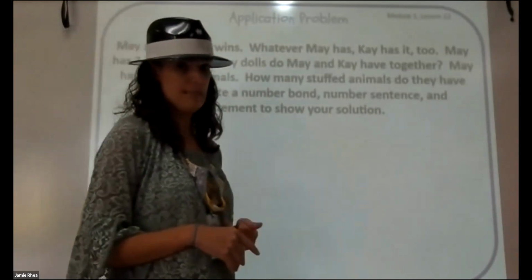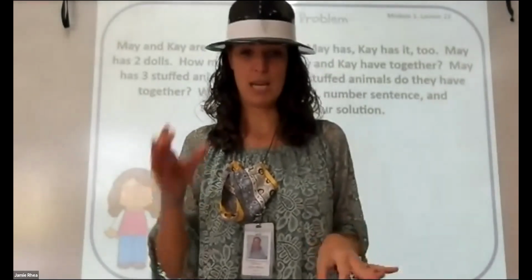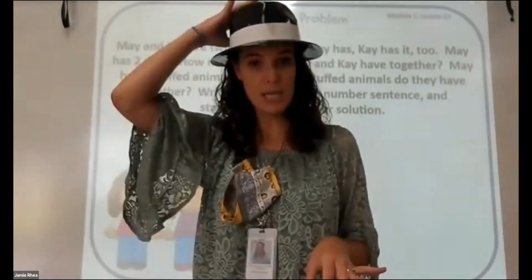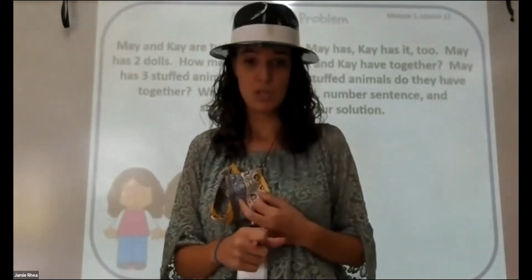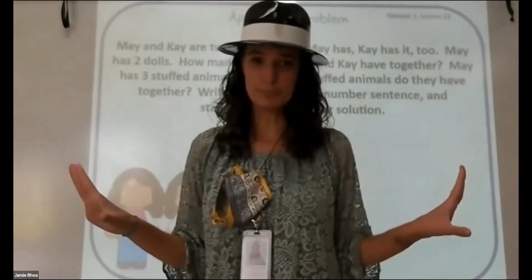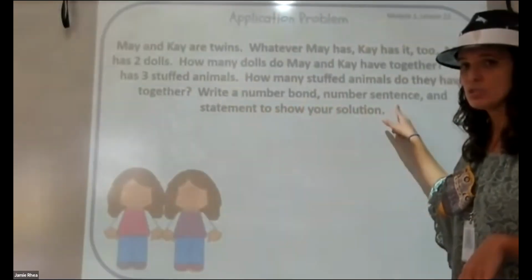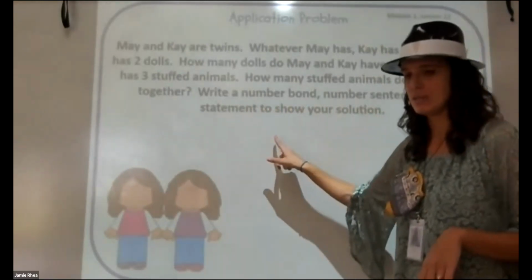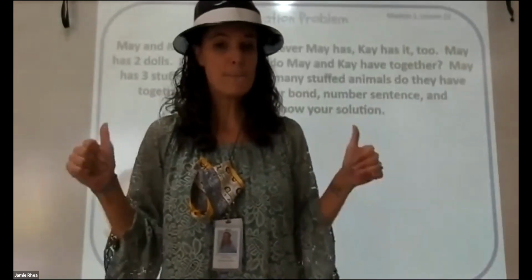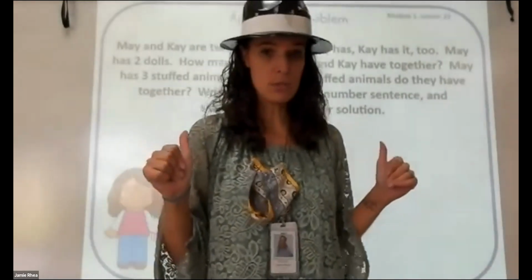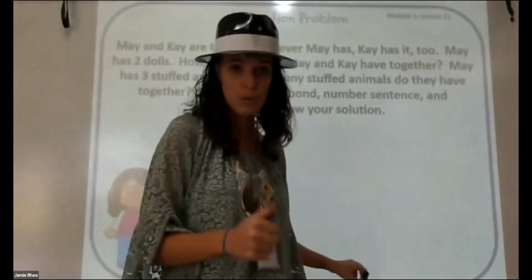Now, guys, that asked us a lot of things, okay? It wants to know how many dolls they have together, how many stuffed animals they have together. So we really need to break this down. It wants us to write a number bond, a number sentence, and a statement. Now we can't do the statement until we have all of the information, but the number bond and the number sentence is something that we can do as we go, because that will help us solve our problems.